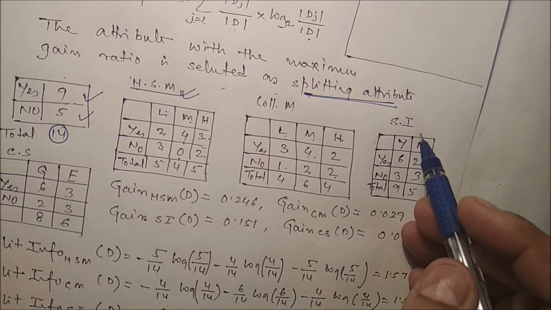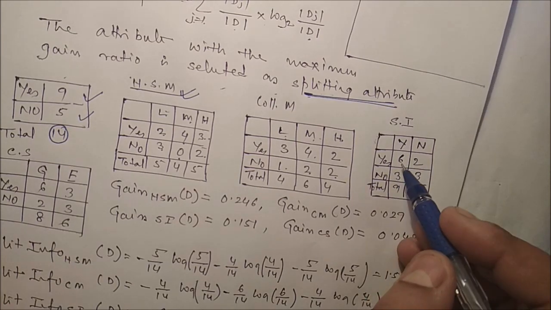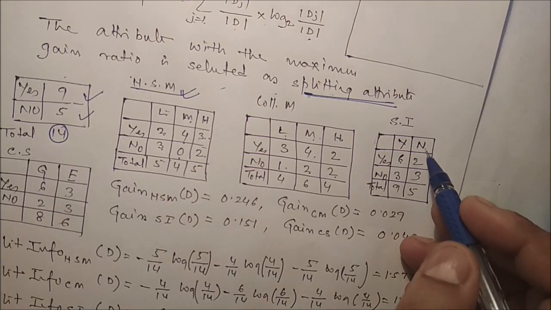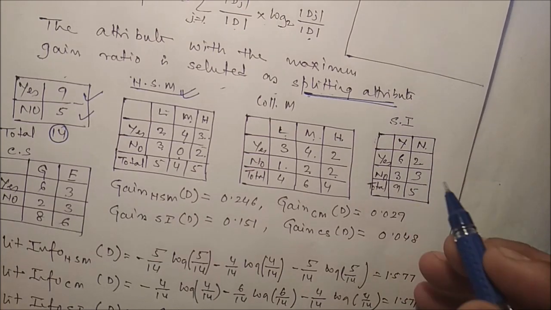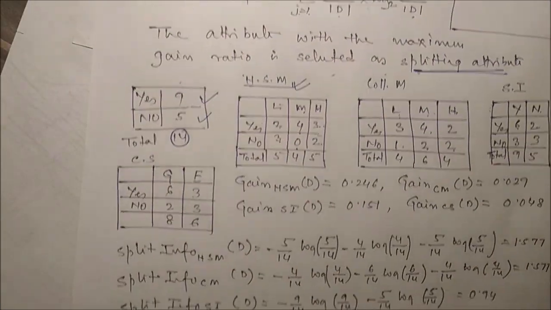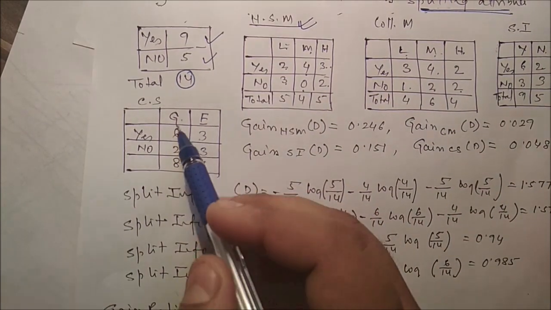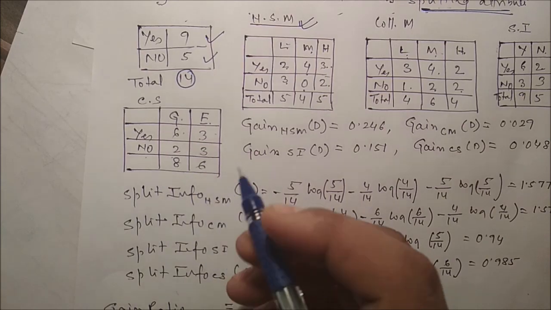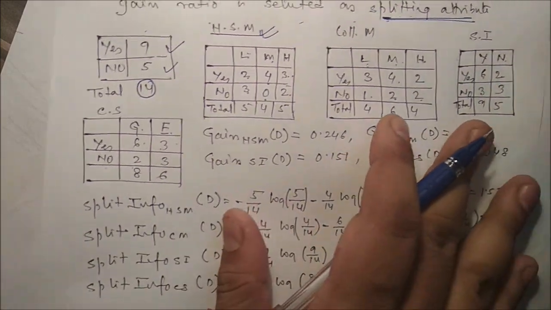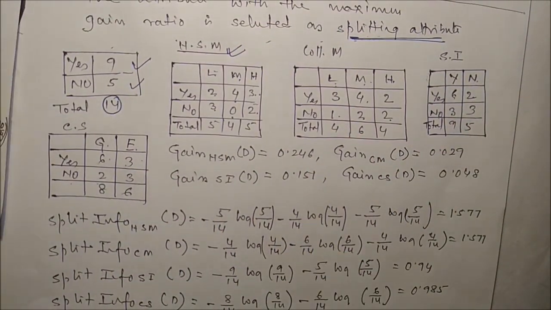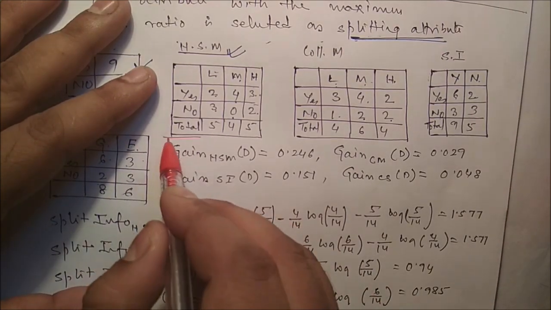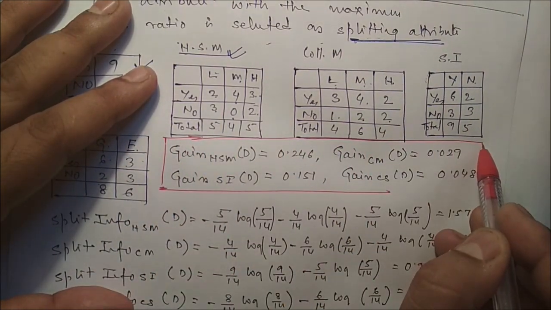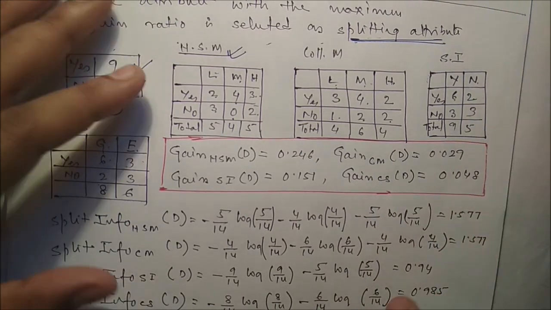If sports interested is yes, then class label yes is 6 and no is 3. If it is no, class label yes is 2 and no is 3. For communication skill, if it is good, 6 yes and 2 no; if it is excellent, 3 yes and 3 no. So we have identified the gains. Please watch our previous video where we identified all the values in detail.